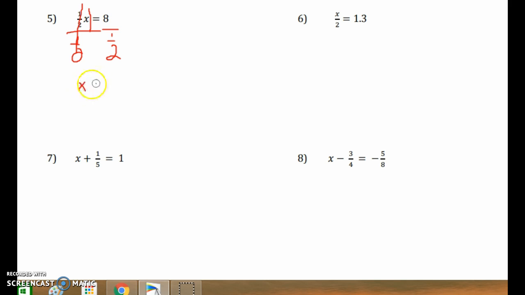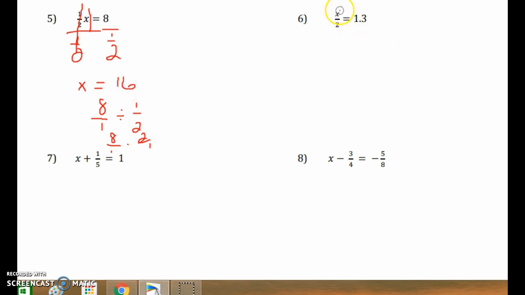X equals, and I want you to think about this for a second, I'm dividing 8 over 1 divided by 1 over 2. Anytime we divide, we really don't divide fractions. We always have to change it to multiplication. So I write it as 8 over 1, and I multiply, keep change flip, by 2 over 1. 8 times 2 is 16. That makes sense. 1/2 of 16 I know is 8.